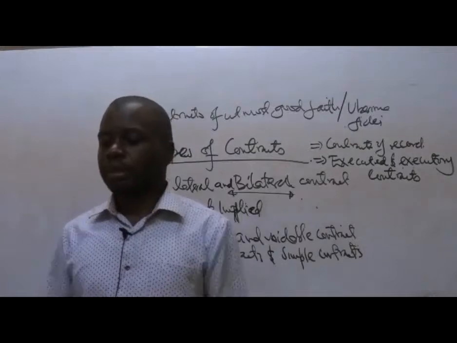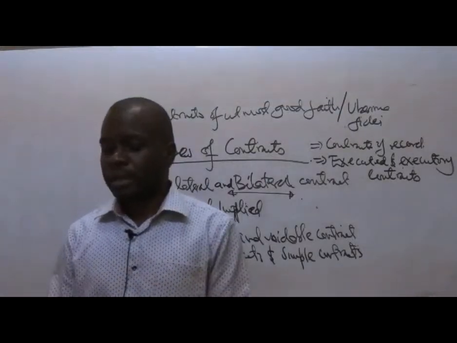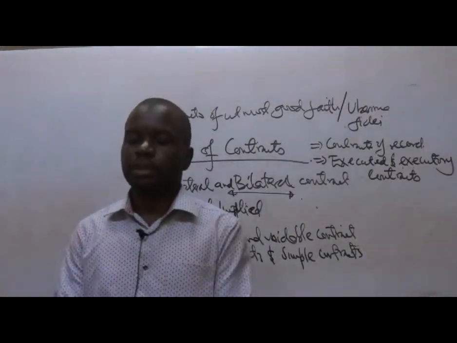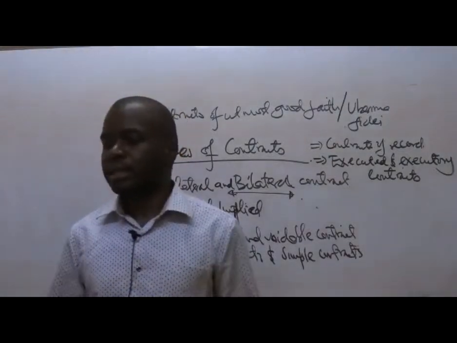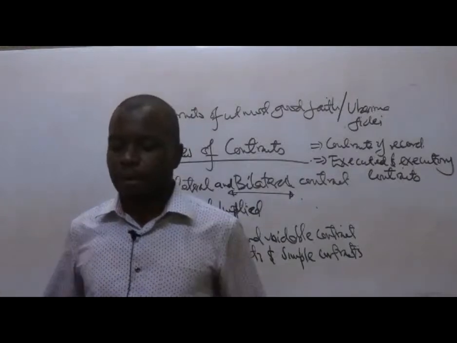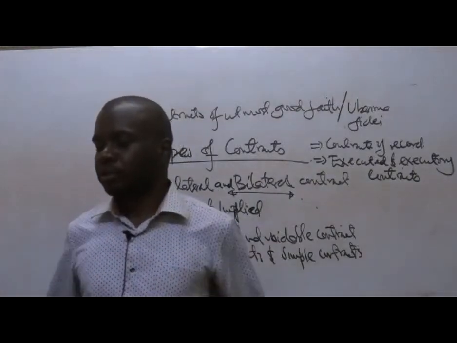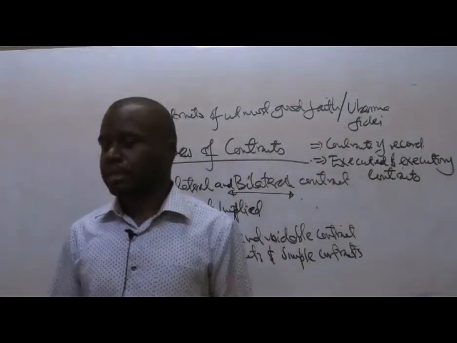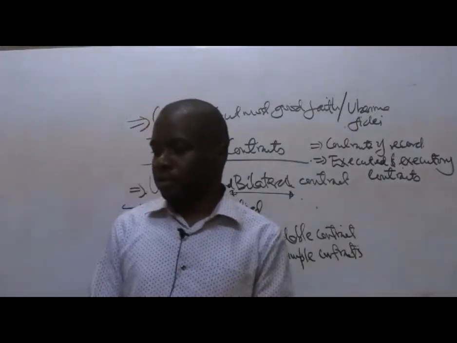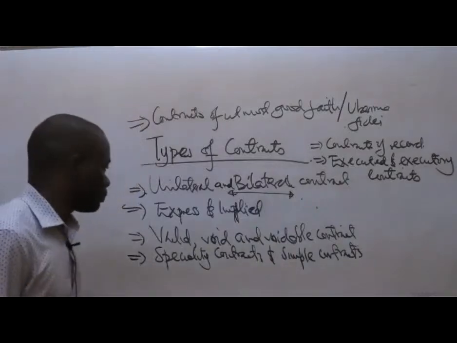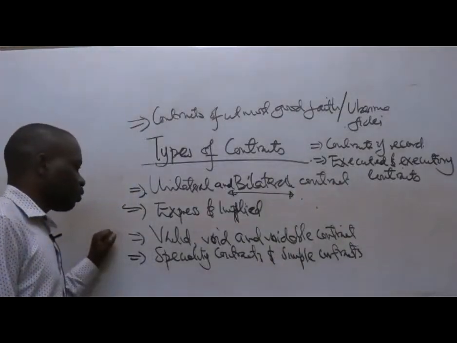If it is a sale agreement for land, maybe it is a uniform agreement that must be used in the acquisition of land. There's nothing you can change about this particular formatting or these particular terms in such an agreement. So that's what we mean by an implied contract. Then you have valid, void, and voidable.